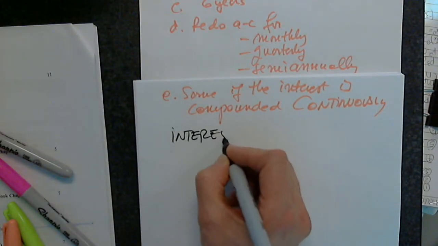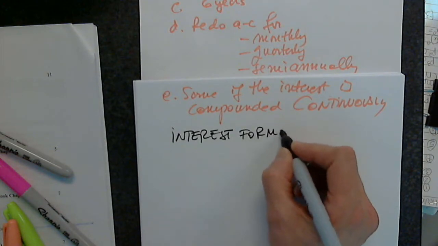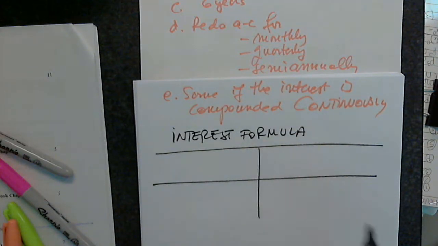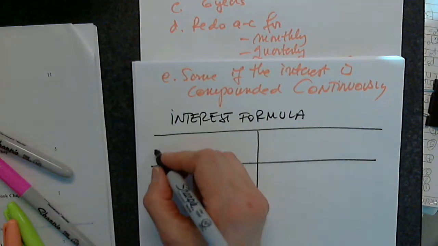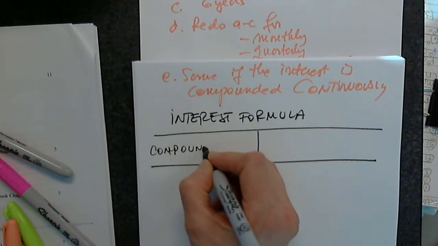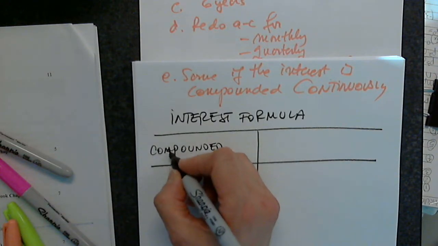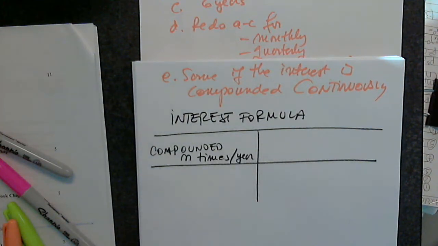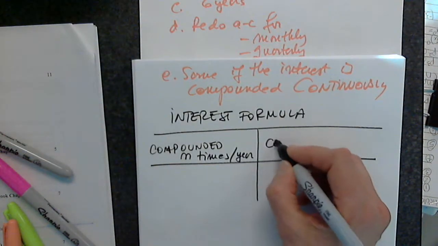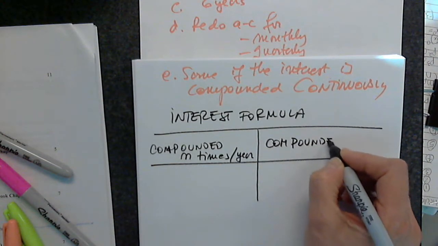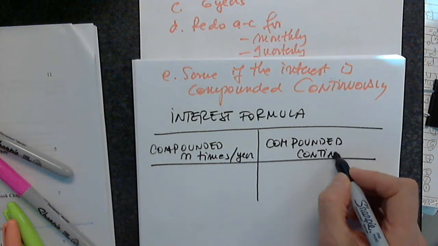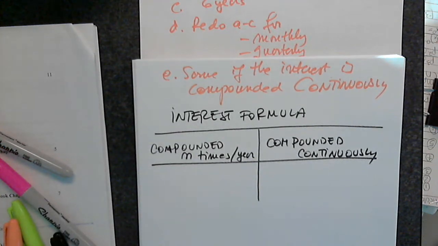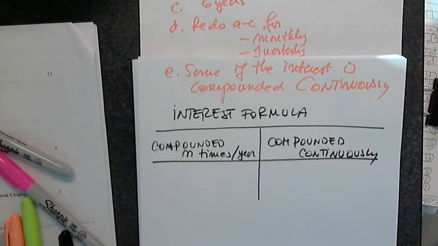Interest formula. First, compounded. I'll explain what compounded means in a second. Compounded n times per year, one option, and compounded continuously. No, I do not expect you to memorize these two. I will give them to you.